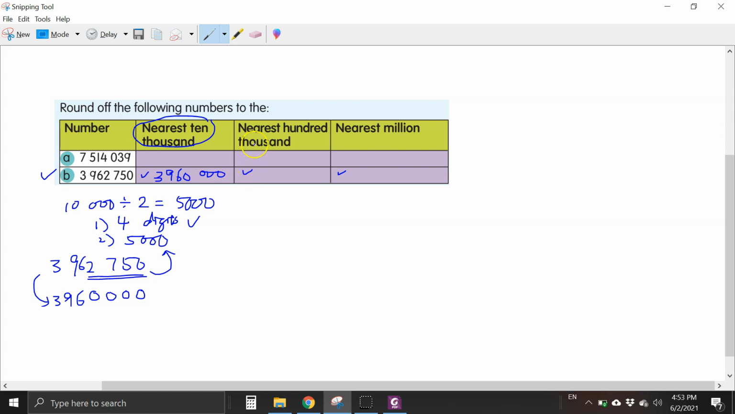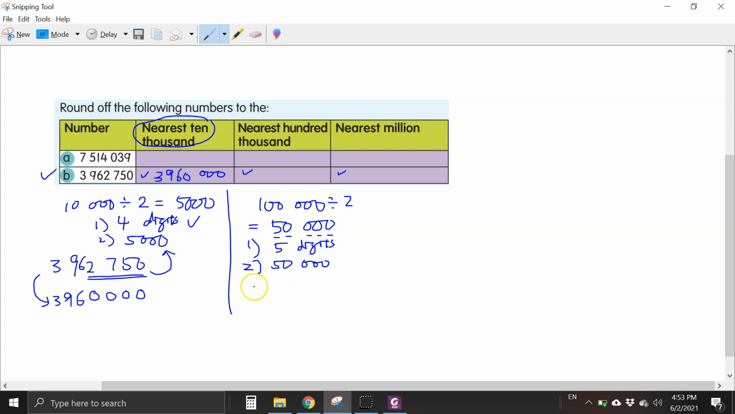Now for the second one, we have to do nearest 100,000. So I divide it by 2. I get 50,000. Okay. So this will tell you you have to do 5 digits. You have to underline 5 digits. And secondly, you have to compare with this number.